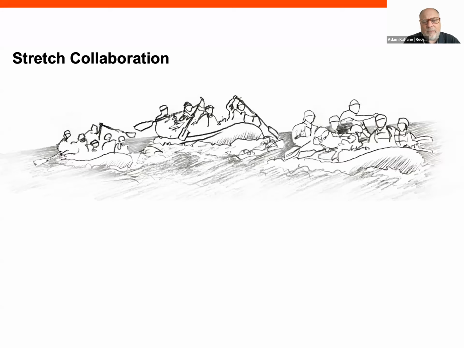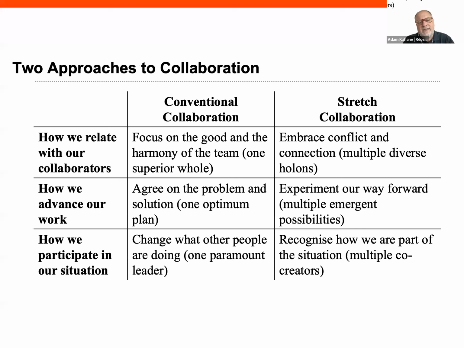And the second theory I want to offer is this image of stretch collaboration, which has this characteristic that rather than focusing on the good and the harmony of the team, we need to embrace conflict and connection, and that includes power differences. In how we advance the work, rather than agreeing on the problem and the solution, making one optimum plan, we need to experiment our way forward. And in how we participate in the situation, rather than focusing on what other people want to do, to recognize how we are part of the situation and ultimately can only control what we ourselves do.